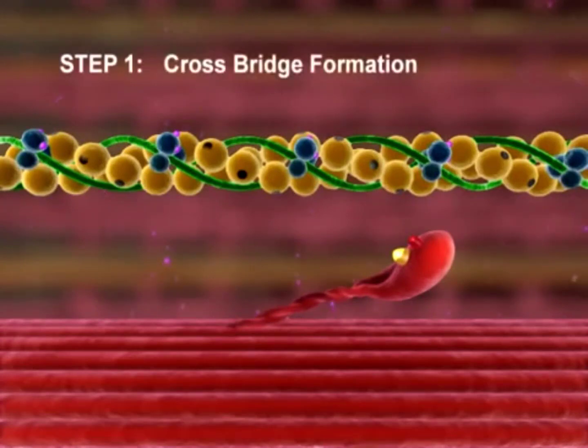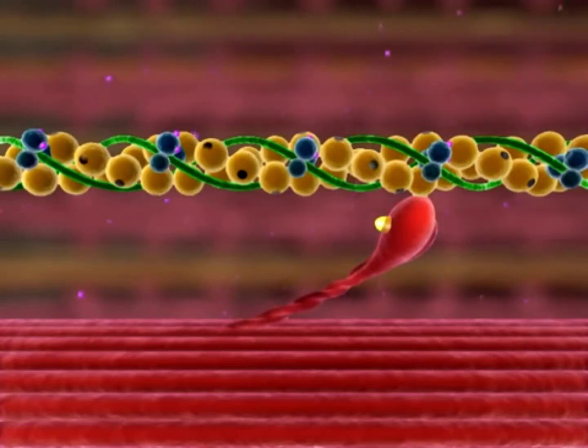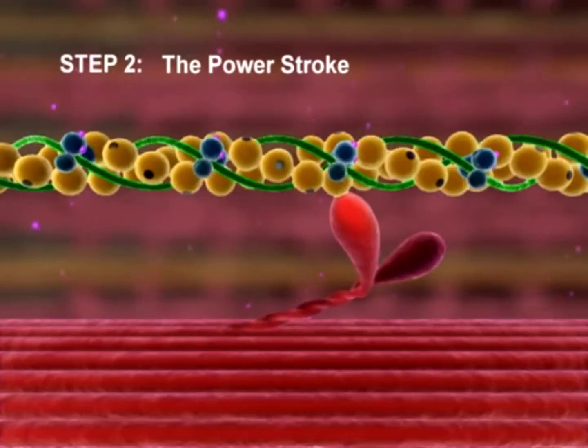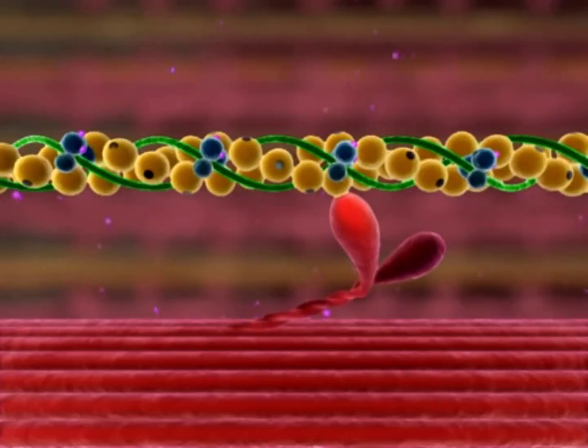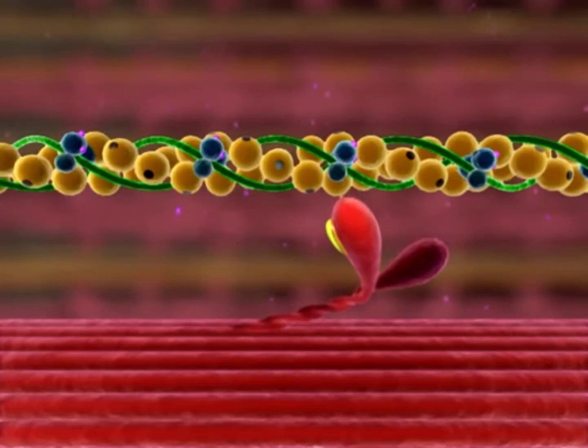Step 1. Cross-bridge formation. The activated myosin head binds to actin, forming a cross bridge. Inorganic phosphate is released, and the bond between myosin and actin becomes stronger. Step 2. The power stroke. The activated myosin head pivots, sliding the thin myofilament toward the center of the sarcomere. Step 3. Cross-bridge detachment. ADP is released, and when another ATP binds to the myosin head, the link between the myosin head and actin weakens, and the myosin head detaches.